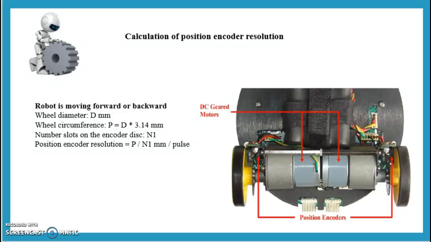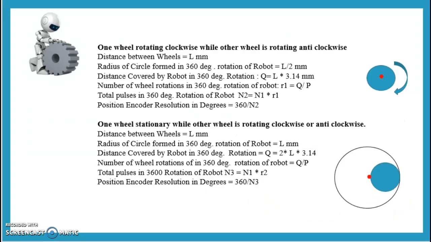If we go for a second case, in the second case one wheel rotates in a clockwise direction while the other wheel rotates in an anti-clockwise direction. Then the distance between the two wheels will be L. Then the radius of the circle formed in 360-degree rotation of the robot is equal to L by 2, as the center of rotation lies in the middle between the two wheels. Then the distance covered by the robot in 360-degree rotation, Q, is equal to L into pi.